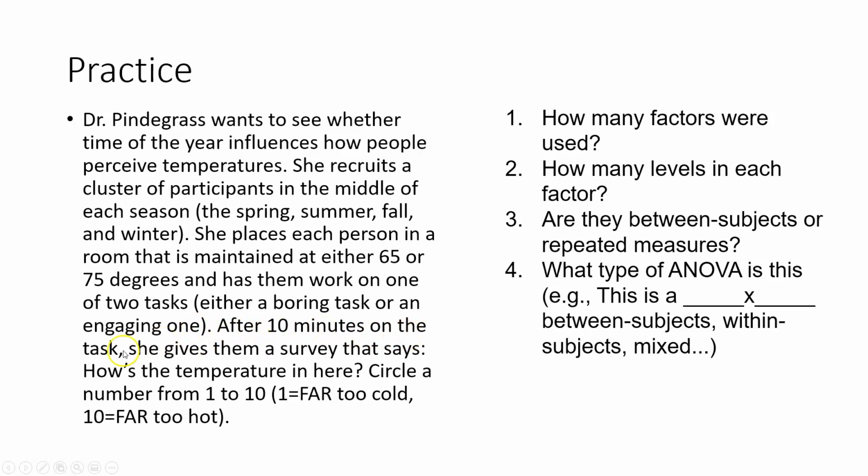After 10 minutes on the task, she gives them a survey that says, "How's the temperature in here? Circle a number from 1 to 10 where 1 is far too cold and 10 is far too hot." So I want you to identify how many factors were used, how many levels in those factors, and were there any between subjects, were there any repeated measures, and so how would we characterize this ANOVA? Go ahead and pause your video and play when you're ready.